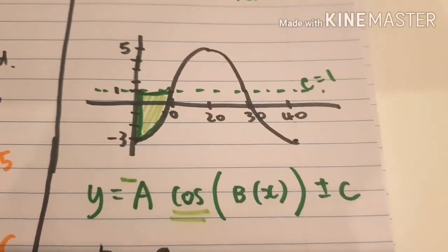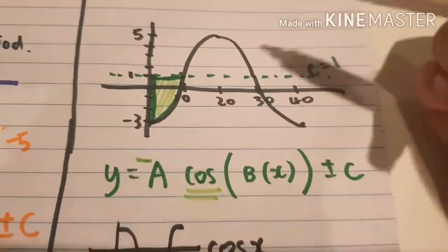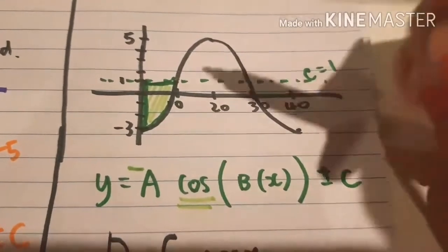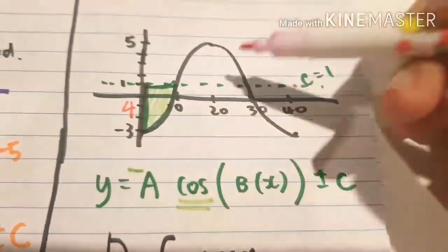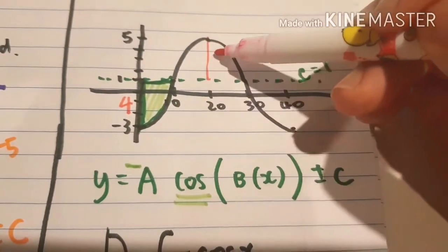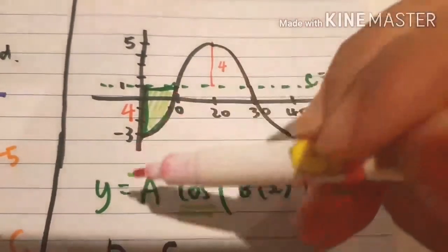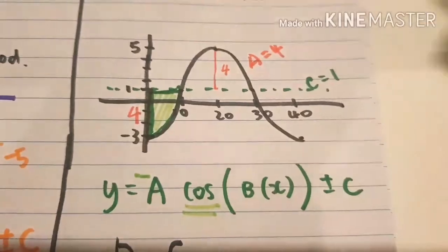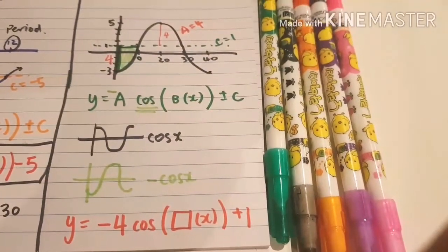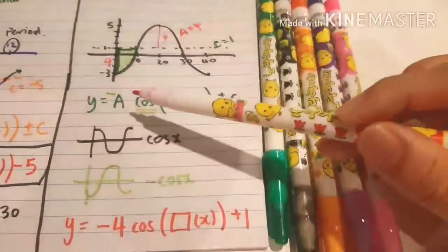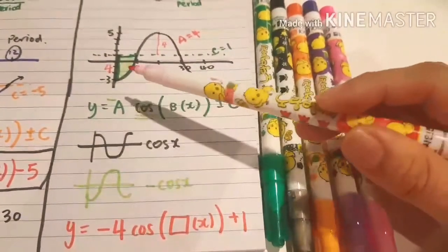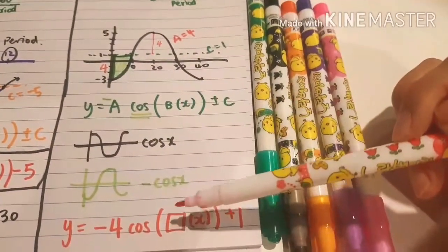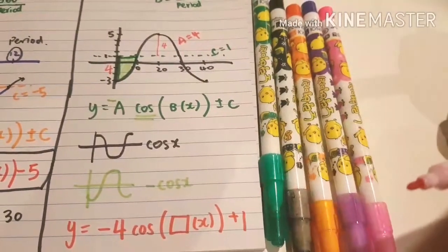Alright, then let's talk about the amplitude. What's the distance from the midline to the minimum, or midline to the maximum? Yep, the distance is 4. From there to there, the distance is 4. So my amplitude A value should be 4. My A is equal to 4. So I can write the equation like this. My A is 4, and it's flipped upside down, so I manually put a negative in front. I do not know my B yet, but my C, the midline, is +1.